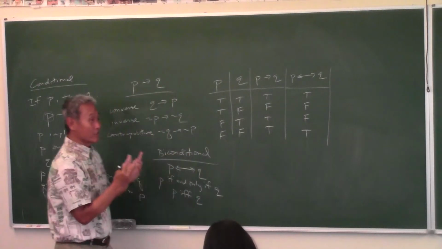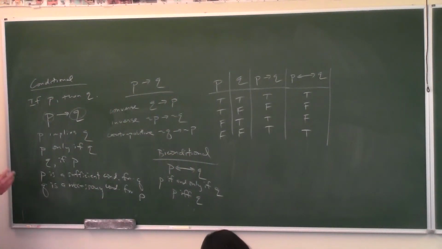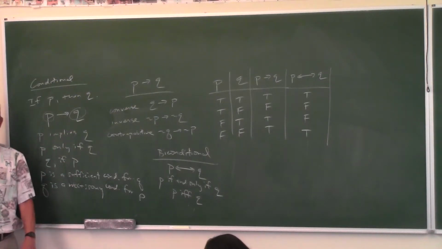So these are all the truth tables that you need to know. You don't have to know any more. All you gotta know is not, and, or, conditional, and biconditional. That's all you gotta know. And then from those 5, we're gonna derive everything else. That's what you're gonna do in your homework.